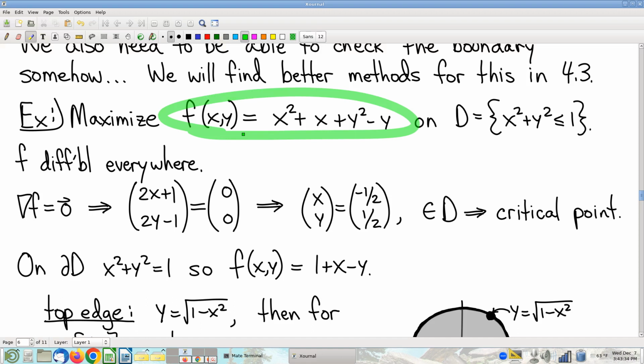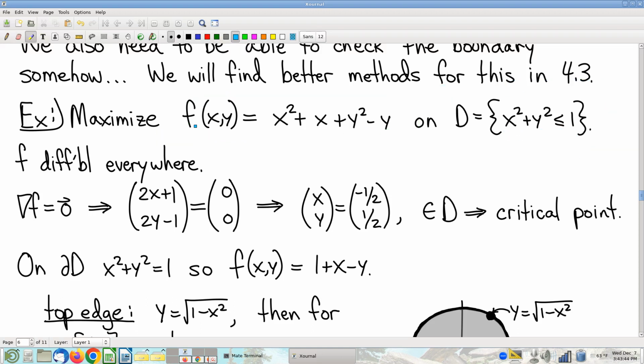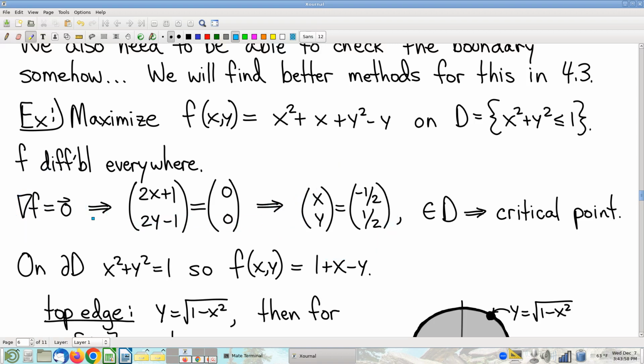So the big idea is, let's consider this example. We've got a function to maximize, and we've got a constraint set here. We're required to stay on this unit disk. Interior maxima, easy. Take the gradient, set it equal to 0. Critical point, no problem. But on the boundary, keep in mind the boundary is where this is an equals. So the boundary of our domain is the unit circle.